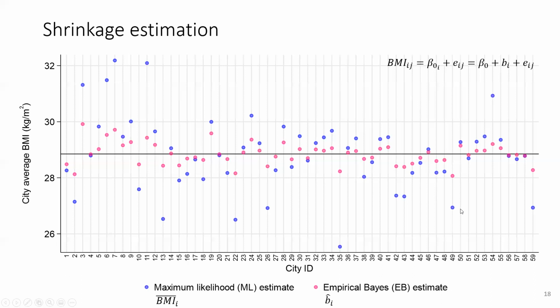And why does it happen? It happens because these ones, the red points, are calculated as a weighted mean between the observed city average BMI and the overall mean. And this is the reason why we see these red dots between the blue dot and the overall mean. Okay. So why does it happen?